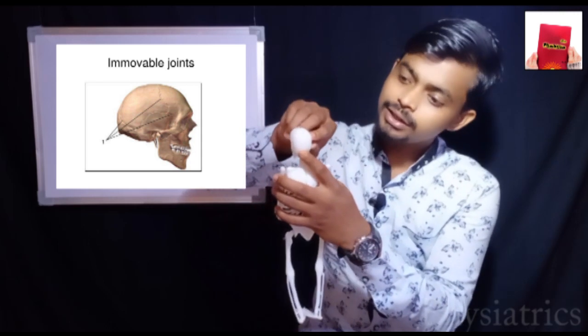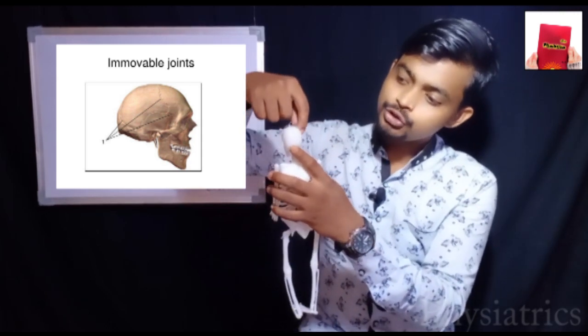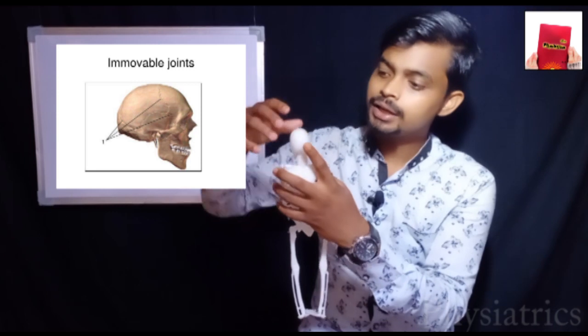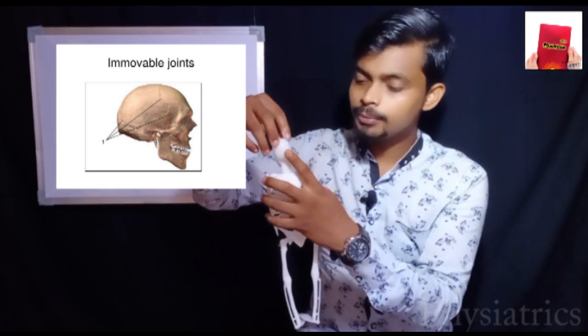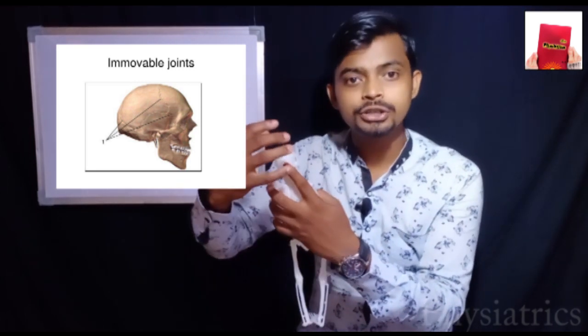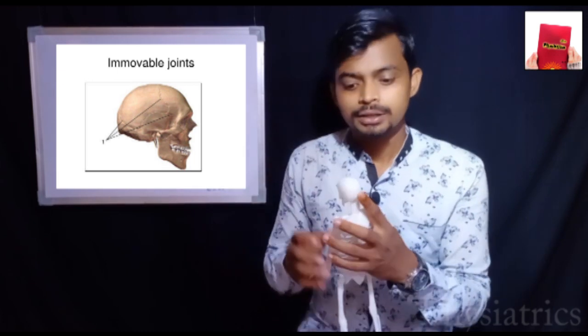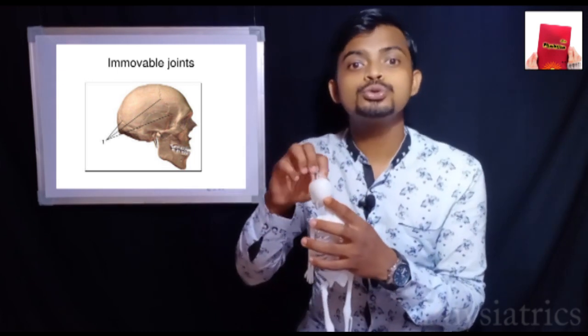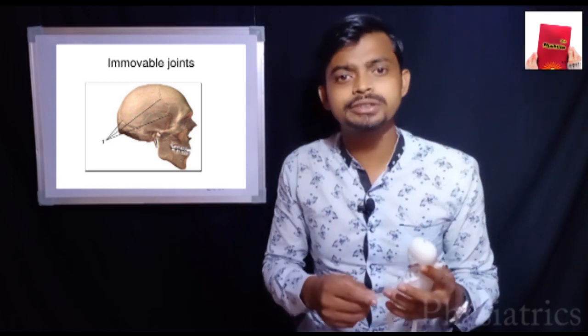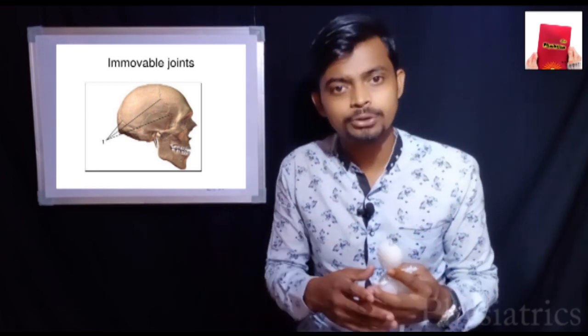As you can see here, these joints are immovable. Why? They do not provide any movement, but they absorb the friction or the jerk. These are present at the skull sutures. There are various sutures in the skull which you will be knowing later on.